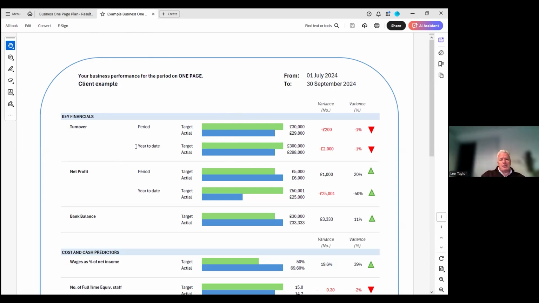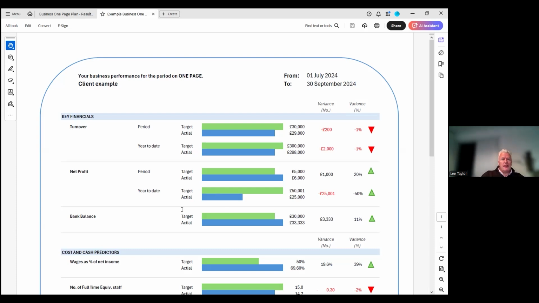And you can see there's some key financials. And obviously, these appear in the accounts, but not in this format, and not all on one page either. Obviously, the turnover and net profit appear on a profit and loss account, and the bank balance would appear on the balance sheet. However, there are lots of other figures that distort this, because you're looking at lots of other figures on a profit and loss account and the balance sheet.